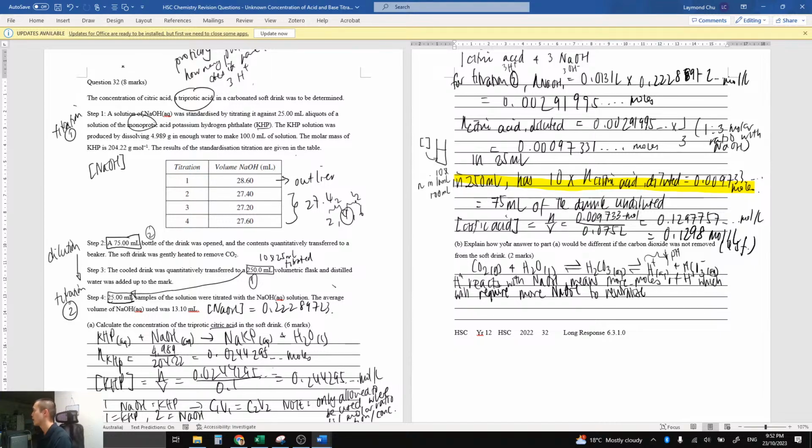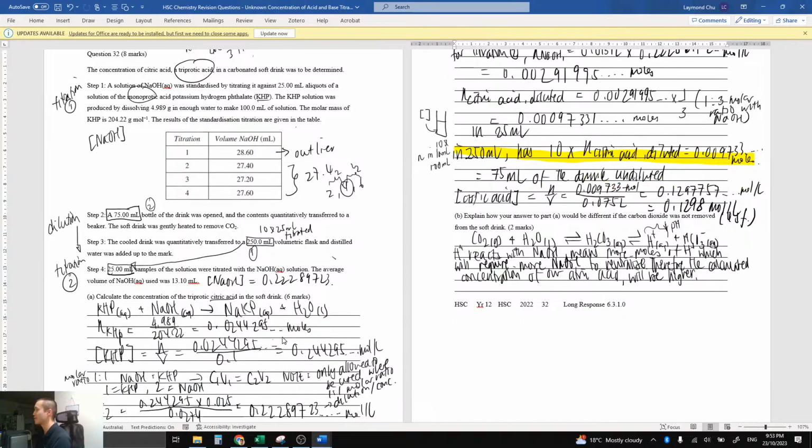Now, how was your answer? The answer we got was the citric acid concentration. So if we need more NaOH to neutralize, that means the calculated concentration will be higher. Therefore, the calculated concentration of our citric acid will be higher, which makes sense because more acid contributes to more of an acid concentration.